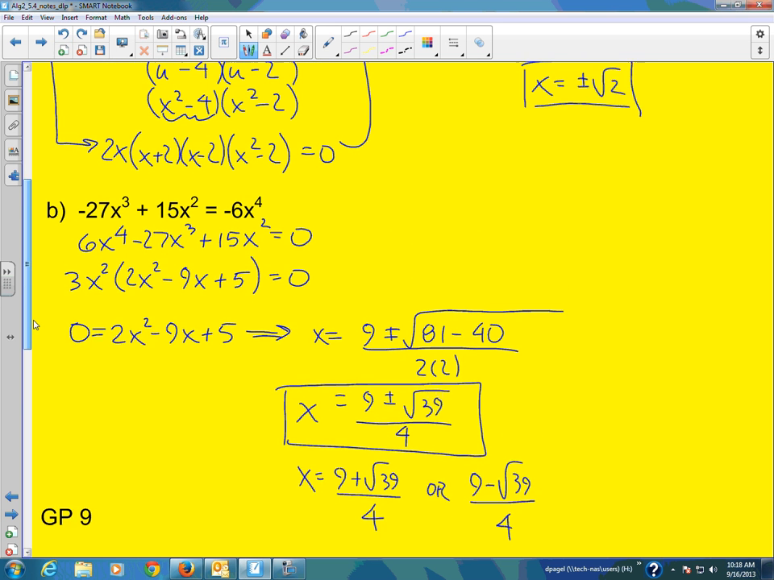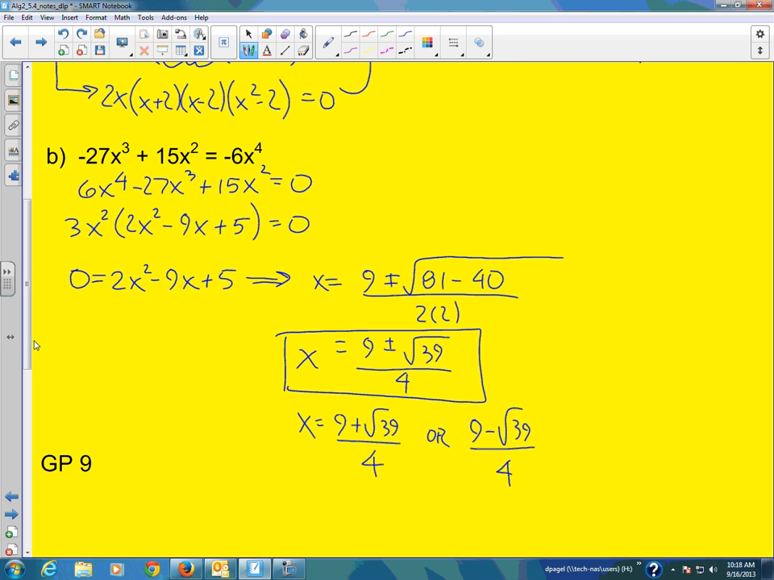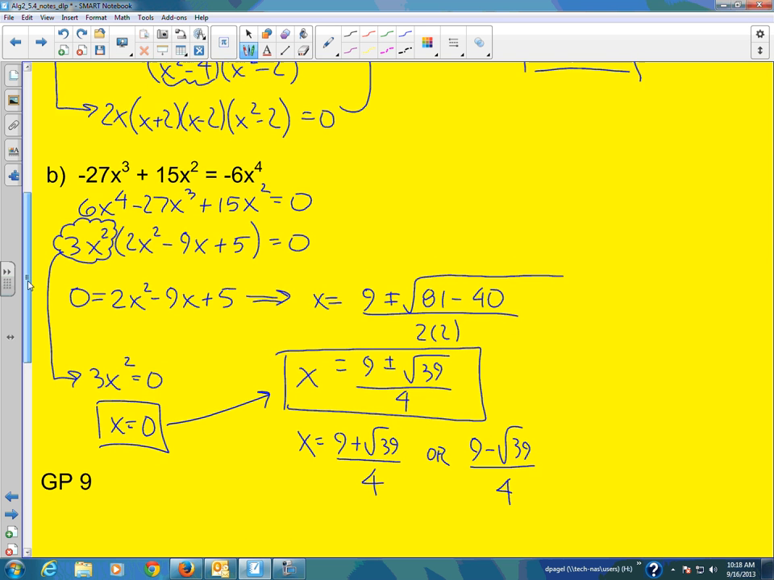All right, so those are 2 of my x's, but we can't forget this guy. Remember we factored out that 3x squared? So we have to consider for zero product property what we would get there. Divided by 3, take square root. You get x equal to 0 there. So what are my real solutions? They are x equals 0, and they are 9 plus or minus the square root of 39 over 4.